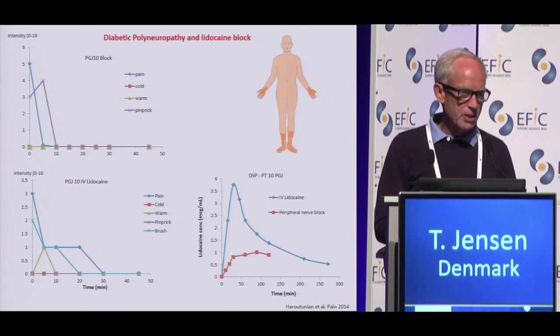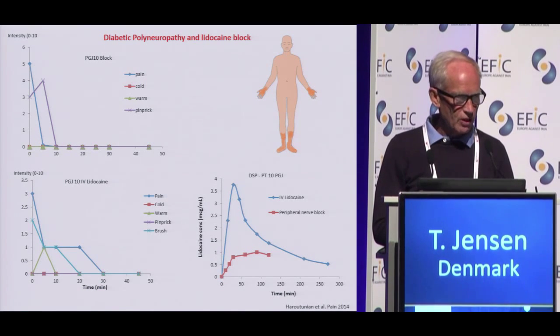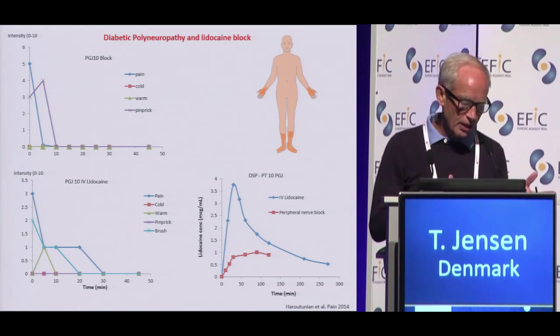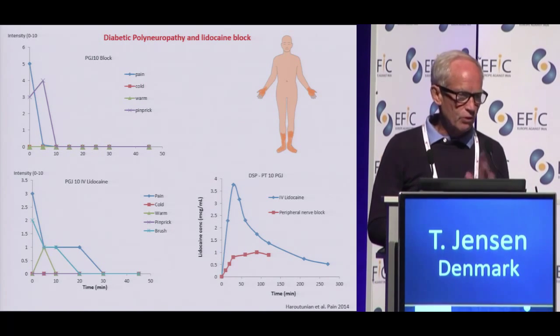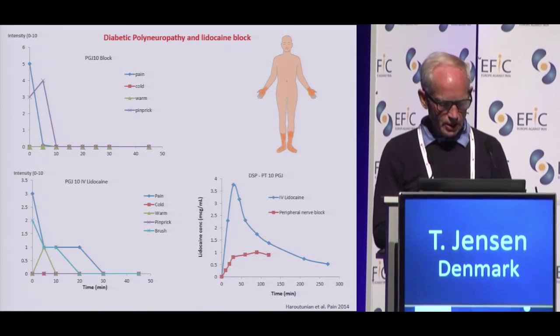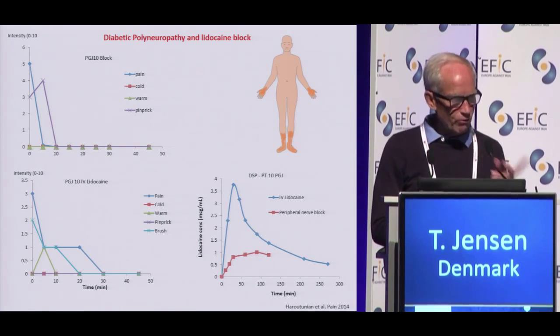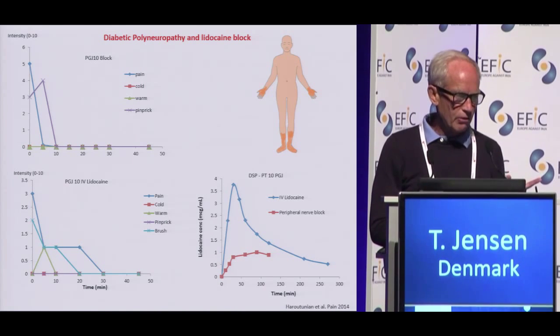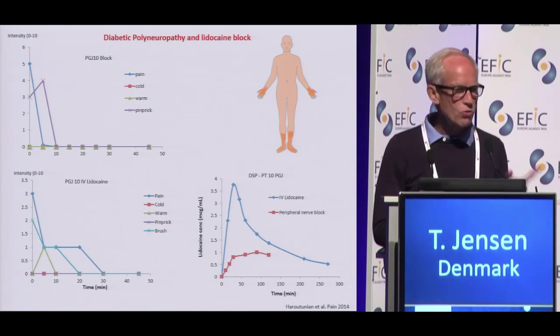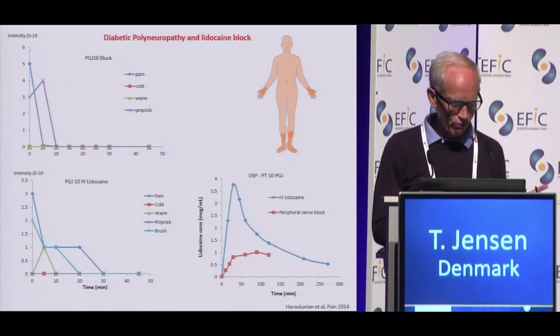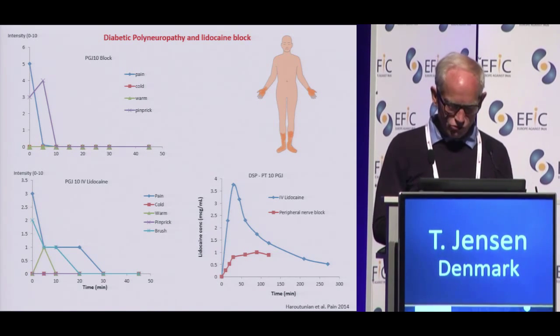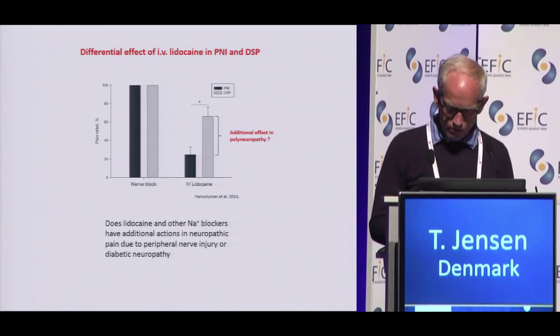Now, if you go to a patient with painful diabetic neuropathy, you don't see the same thing. I have to say these are very few patients, but if you give a peripheral block to this particular patient, the pain goes down, and so does the sensation to other sensory modalities. But if you give an IV block with 5 milligrams per kilogram, the pain also goes down, in contrast to peripheral nerve injury, and so do sensory modalities, in fact.